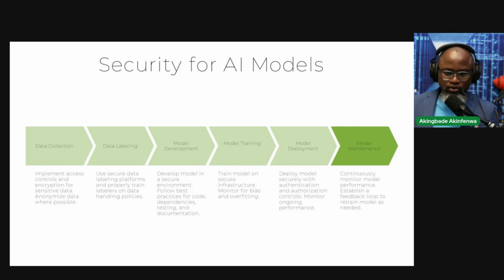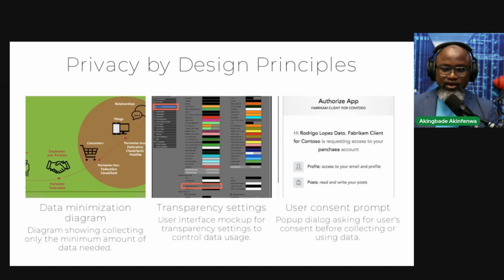The model development also. What is the key environment in which we secure this model? Is it secure? Are we implementing the best practice for coding in general? Is it tested? Is it properly documented as a whole? Then we have the model training. What is the process in training the models as a whole? Do we monitor for bias and overfitting in general? Then model deployment. What is the process around deploying the model in a secure and effective way through authentication, authorization, and continuous monitoring of that model as a whole. Then, of course, the model maintenance, a continuous monitoring of the performance, getting the feedback loop from the stakeholders in general, and retraining the model as needed as a whole also.